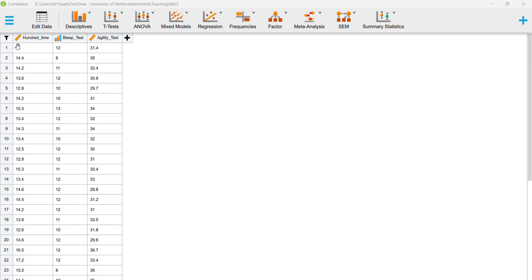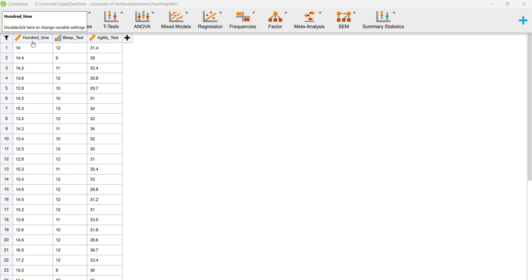What you can see here at the top is it's labelled the 3 columns. In the first column, I've got 100 metre times, and it's done in seconds. Then it's got the bleep test, which is done in levels. And then we've got an agility test, which is done in seconds. Now, it's got a little ruler for the first one, a bar chart for the second one, and a ruler for the third. This is telling me what type of data it's thinking it is.